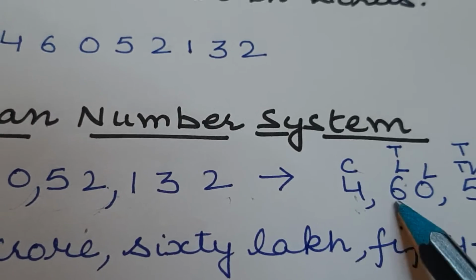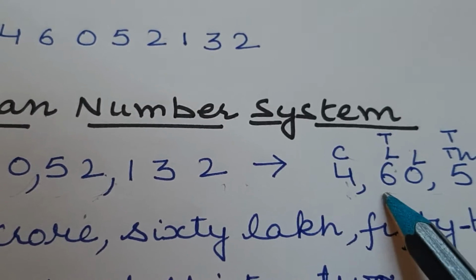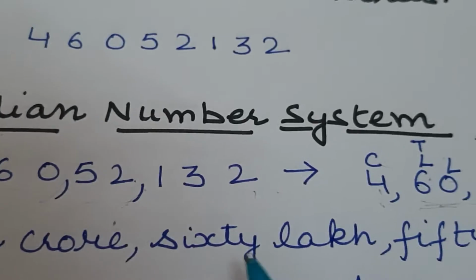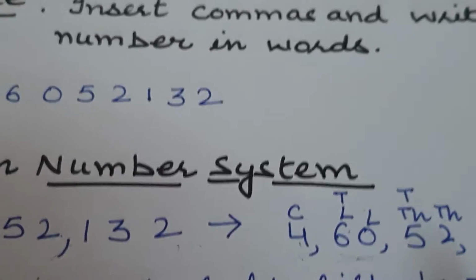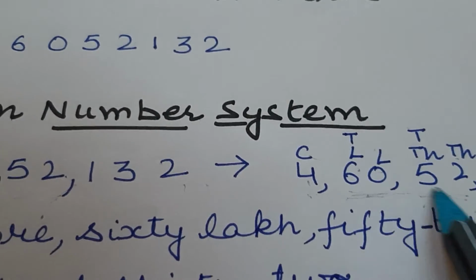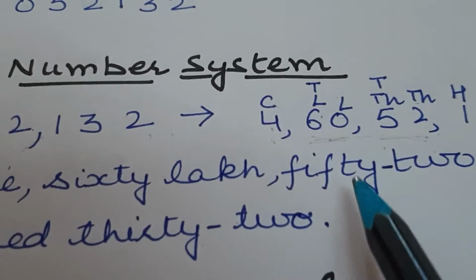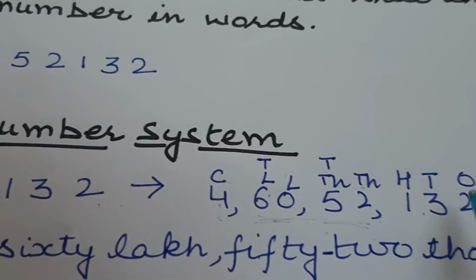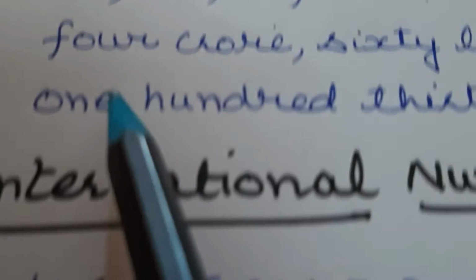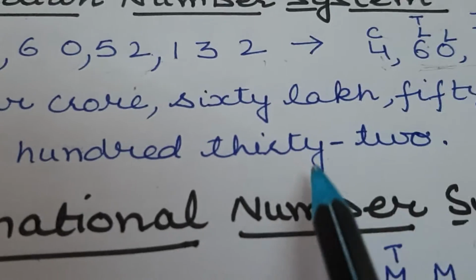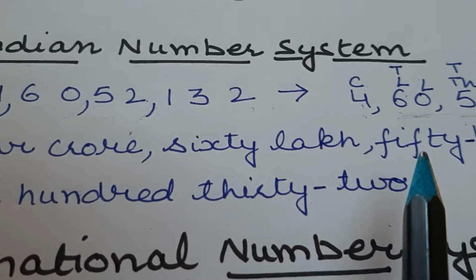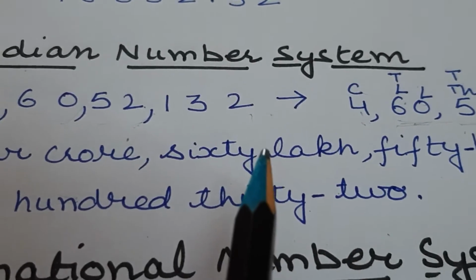The next period is of lakh. So under lakh, which number is there? 60. So 60 lakh. Now come to the next period. It is of the thousand period. What is written? 52. So 52,000. And in the ones period, what is written? 132. We write the same here, 132.